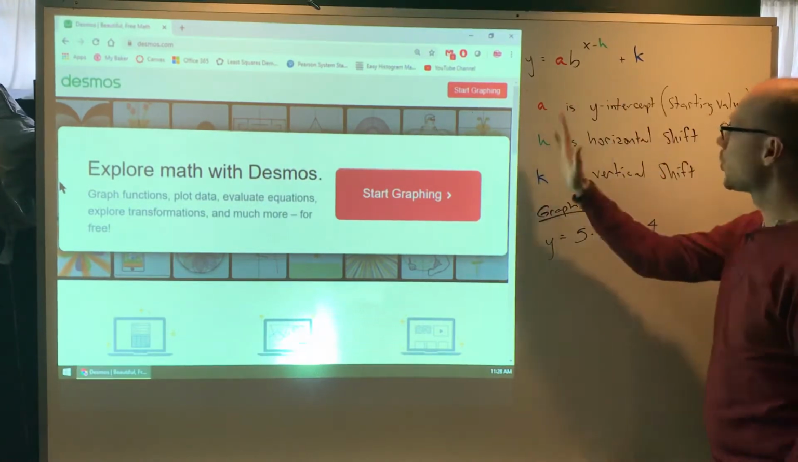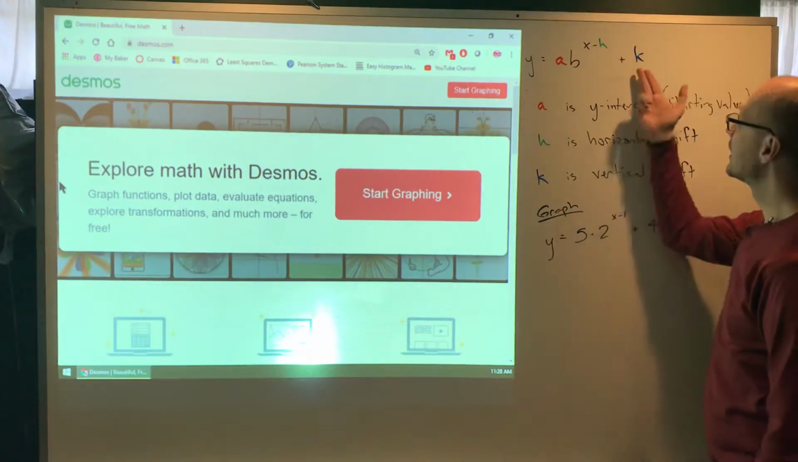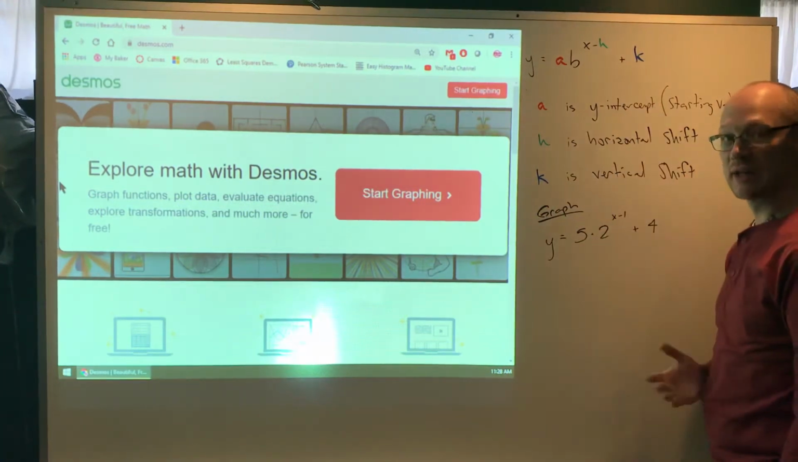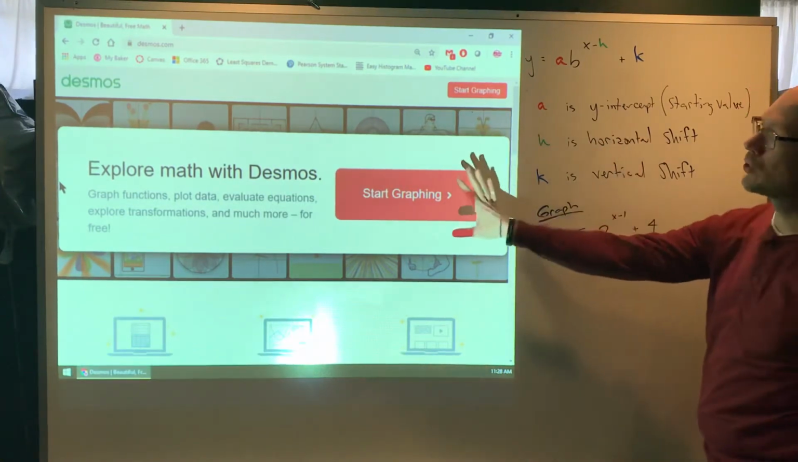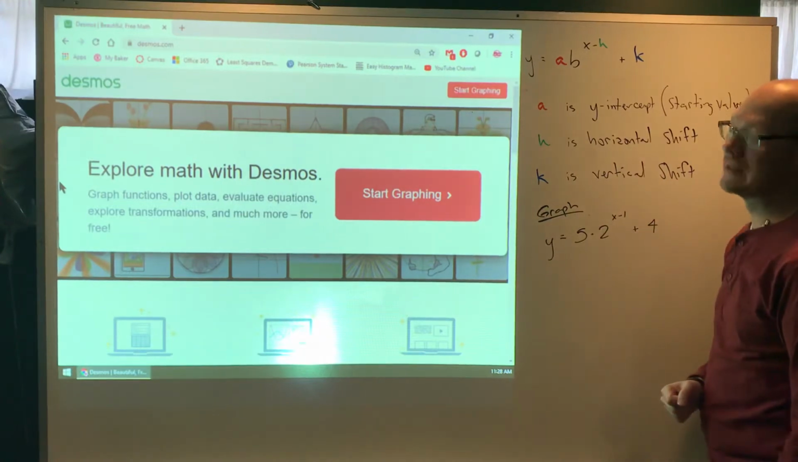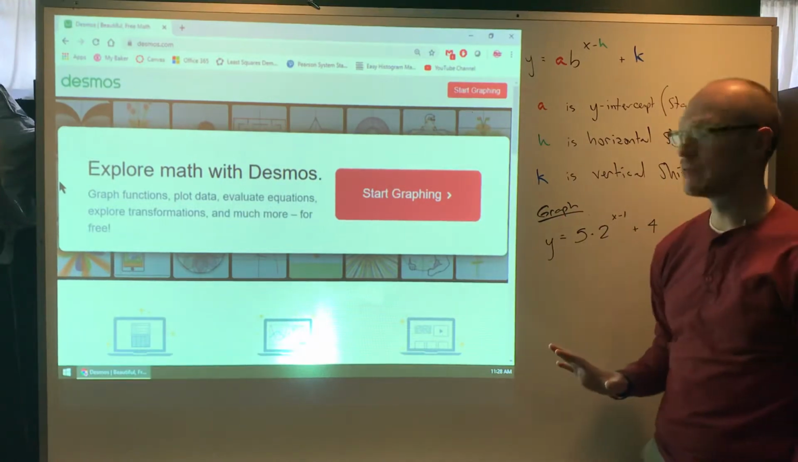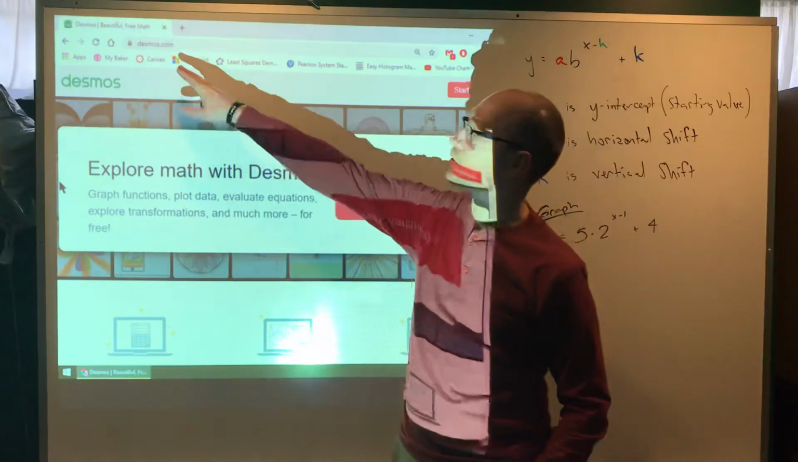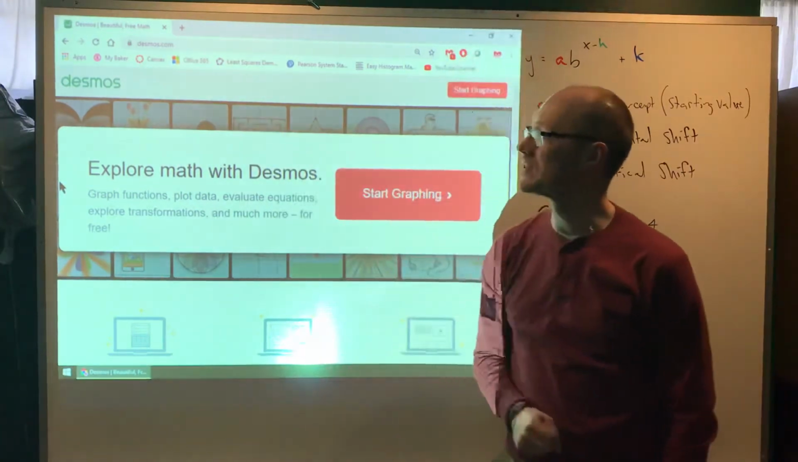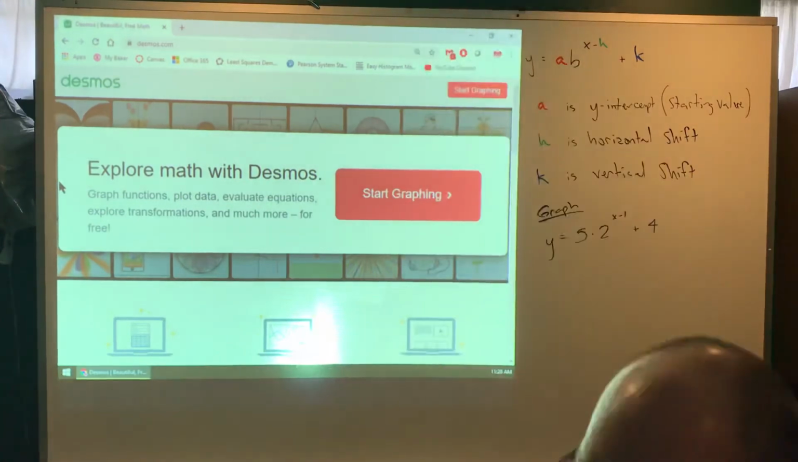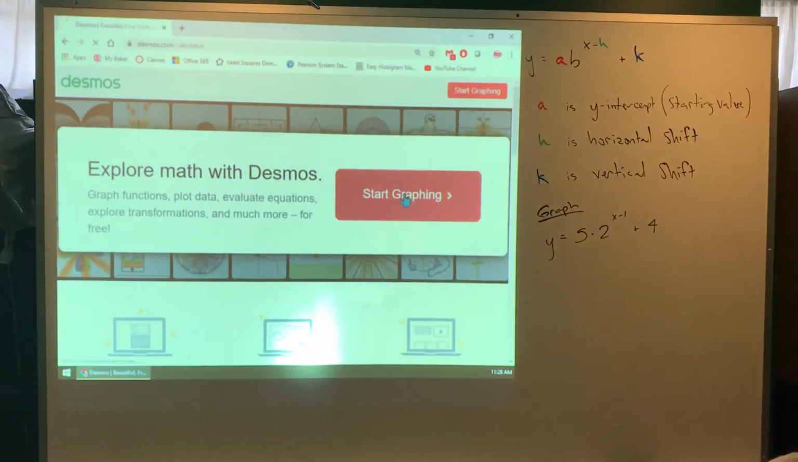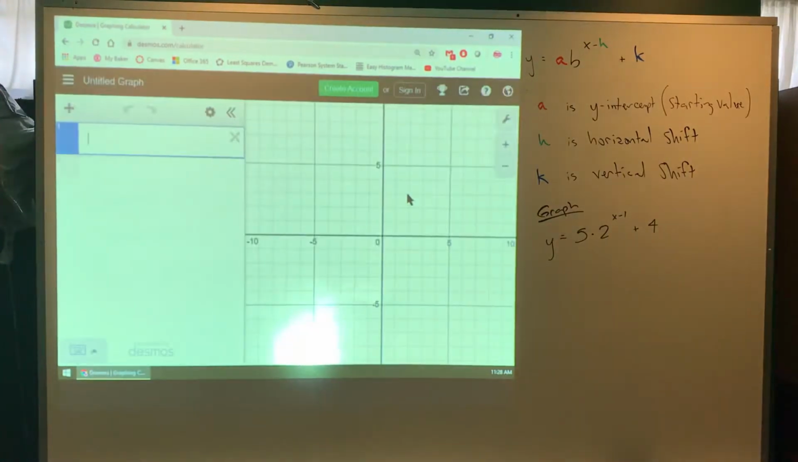H is a horizontal shift, just like in parabolas. K is your vertical shift, again, just like in parabolas. There's a lot of things we can make note about these, but I want to show you how to do some graphing in Desmos. I don't know if you've ever used Desmos before, but just go to Desmos.com, click Start Graphing. Let me show you what you can do with this, including some pretty cool ideas of sliders.